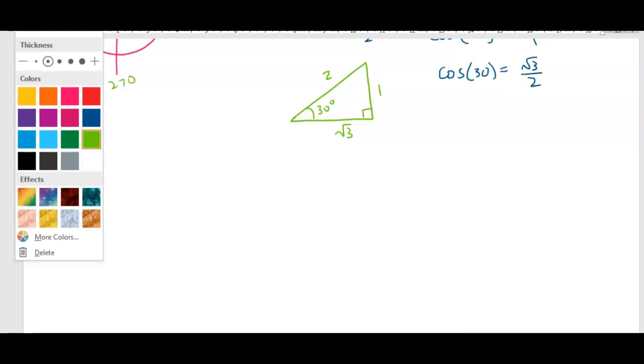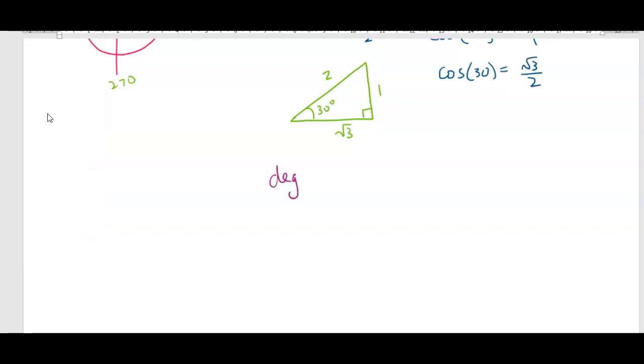So I'm just trying to think what I did next in the previous video. Let's convert it into radians now. So remember, if we're going from degrees to radians, we're going to be multiplying by pi on 180. And then from radians to degrees, we multiply by 180 over pi.